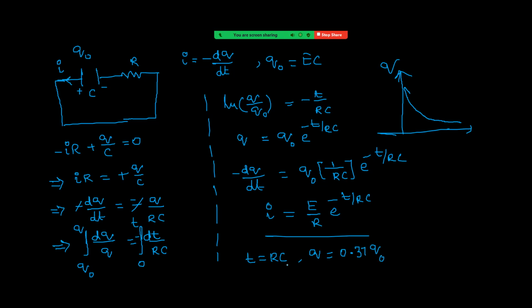Okay, that means in one time constant, it is discharged by 63%. So remaining how much? Only 37%. So while charging in one time constant, it charges by 63%. Here it will discharge by 63%. So this is the present value, means 37%. Okay. So this is regarding charging and discharging.